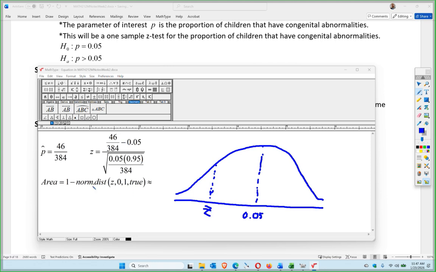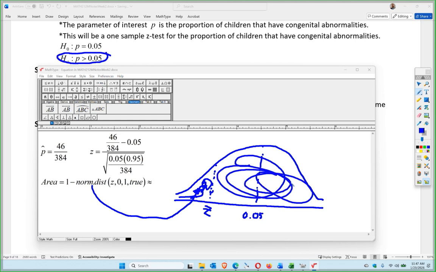The problem is if I do this function, that's going to give me this area, because the function in the spreadsheet works left to right. It's going to give me that area, which is not what I want because we're doing a greater than. So we actually want all of this area over here, correct? So 1 minus will flip that over basically. Okay, let's see in the spreadsheet how this works out.